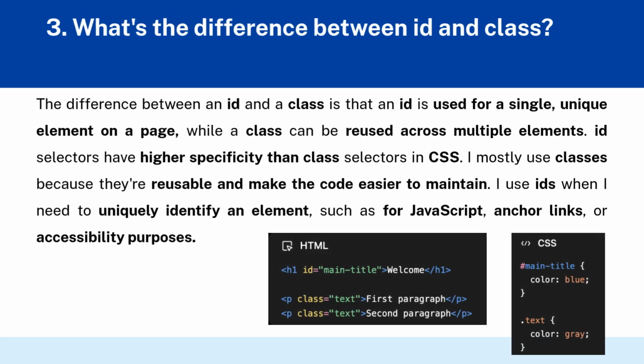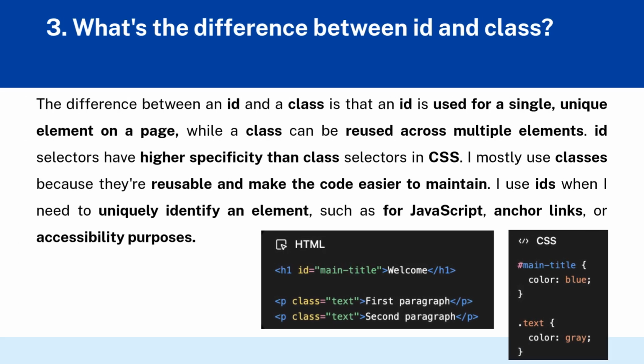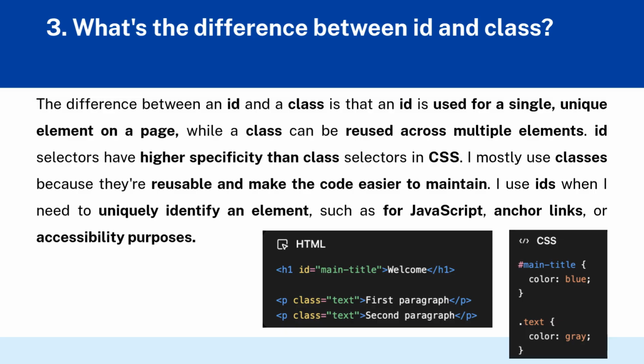What's the difference between ID and class? The difference between an ID and a class is that an ID is used for a single, unique element on a page, while a class can be reused across multiple elements. ID selectors have higher specificity than class selectors in CSS. I mostly use classes because they're reusable and make the code easier to maintain. I use IDs when I need to uniquely identify an element, such as for JavaScript, anchor links, or accessibility purposes.